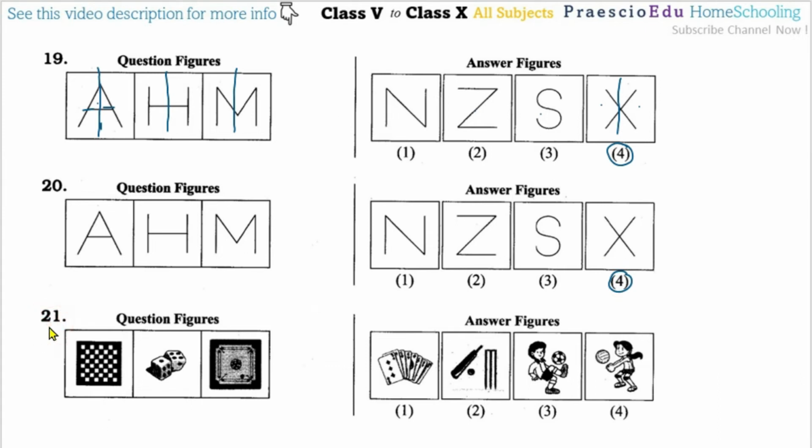Then question number 21. This is the chess board, these are the cubes, and these are the carroms. So these are indoor games. Here cricket, football, and volleyball are outdoor games, but the playing cards is an indoor game. So option number 1 is the correct one.